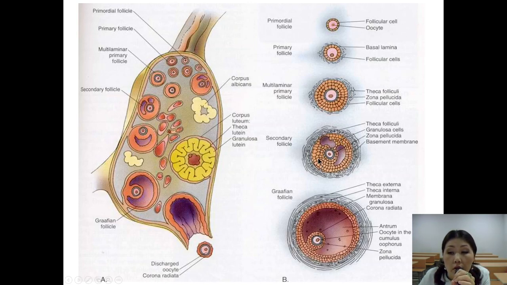And the secondary follicle, here you can see the beginning of the formation of the antrum. Here it is. Also basement membrane, zona pellucida, and theca folliculi. Graafian follicle, then it is going to the mature follicle. And here we can see theca externa, theca interna, membrana granulosa, and corona radiata surrounding the oocyte. The oocyte in the cumulus oophorus. This is the cumulus oophorus. And zona pellucida, this is a gray ring-like line. This is zona pellucida. And the antrum with the fluid.